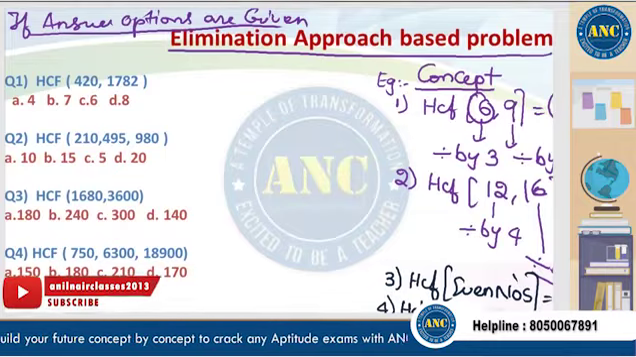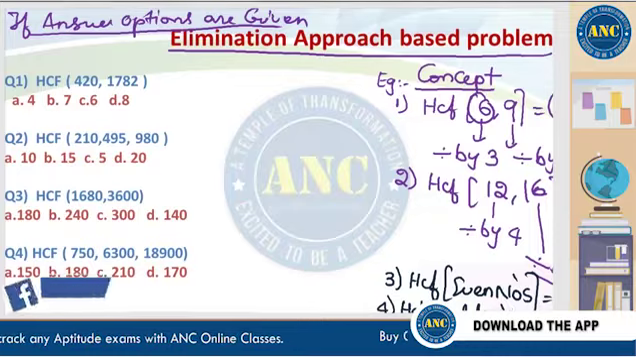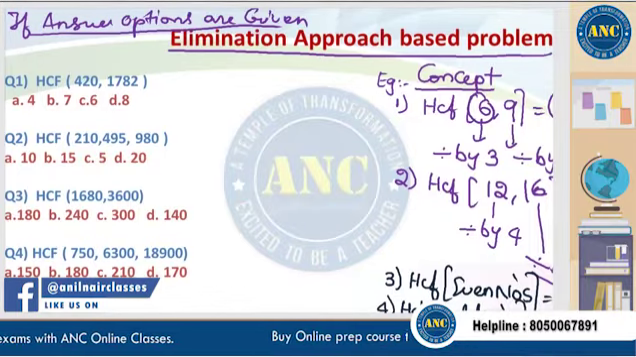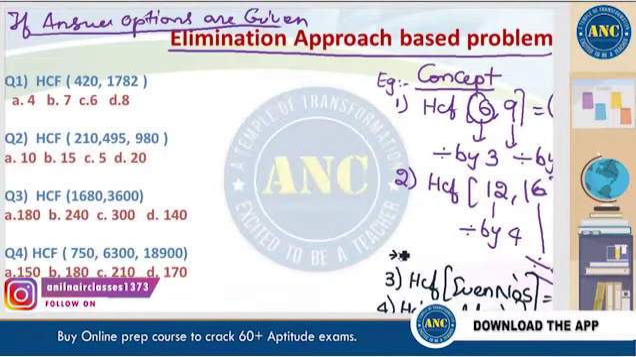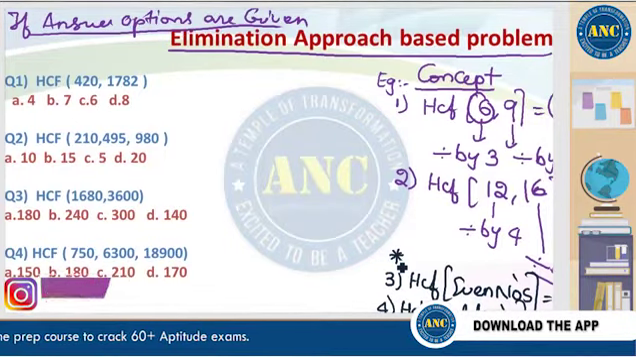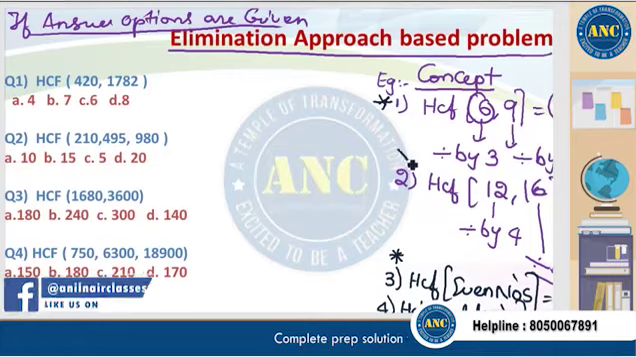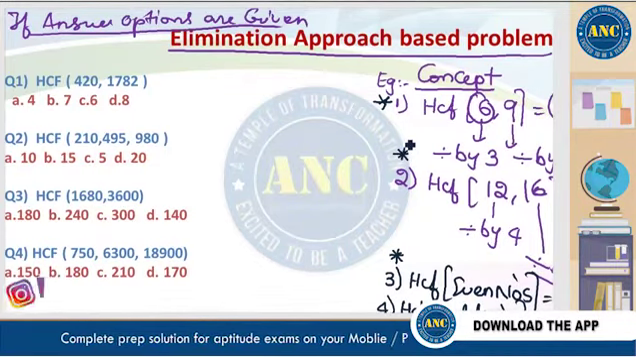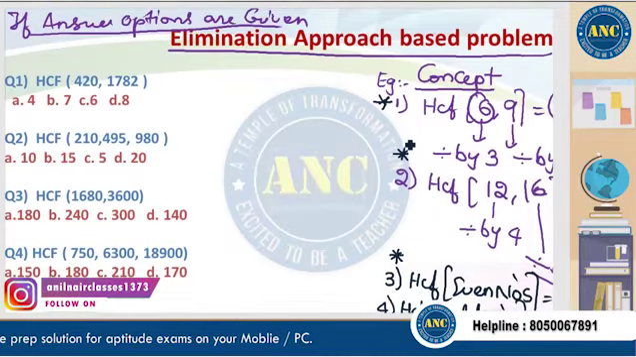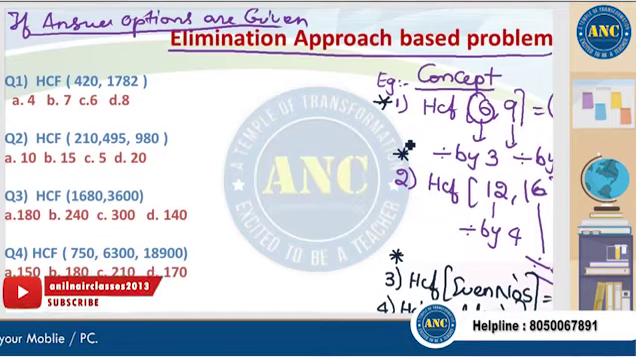Fourth concept: the HCF of odd numbers will always be an odd number. To summarize, the HCF of even numbers will always be even, and the HCF of odd numbers will always be odd. The HCF of any two numbers which are divisible by k, the answer will also be divisible by k. That k could be 3, 4, 5, and so on.